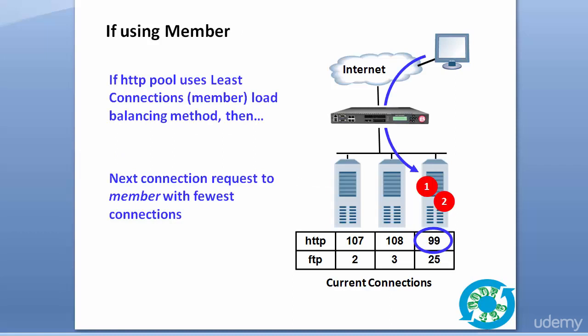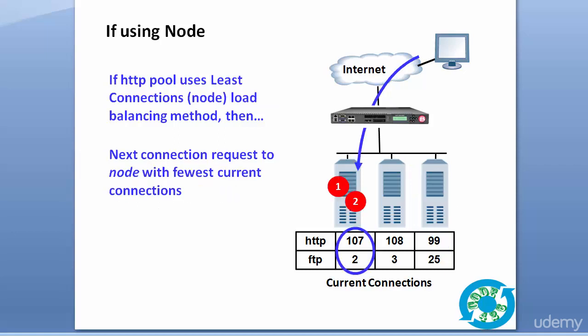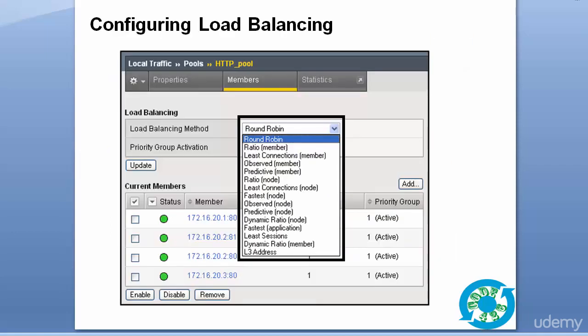This shows pool member choice. 99 is less than 107, which is less than 108. This shows node choice. 109 is less than 111, which is less than 124, adding all the connections at the same node or same IP address. If a single server had two IP addresses, the LTM would consider the members at the addresses to be separate nodes. Each pool has the load balance method defined independently.